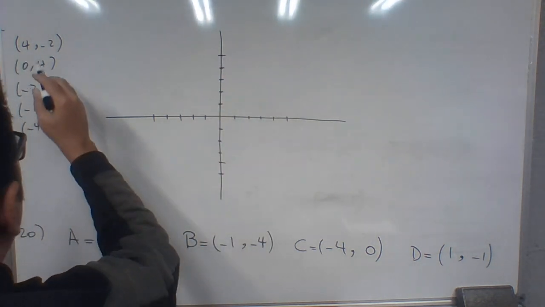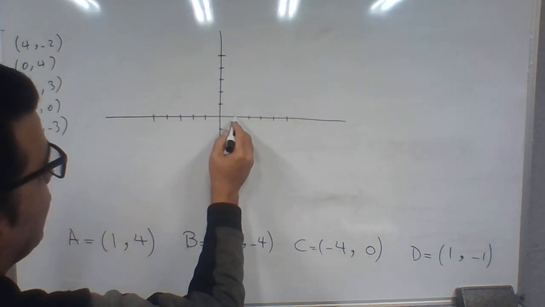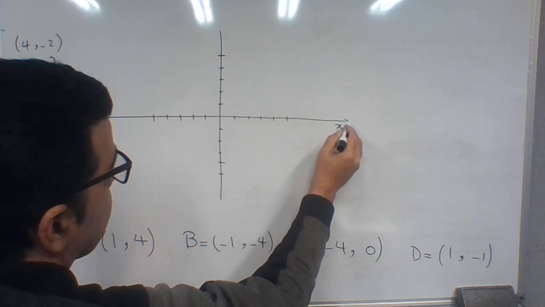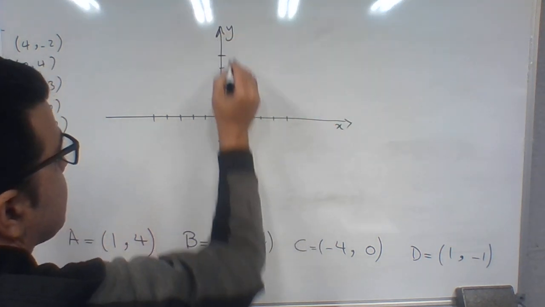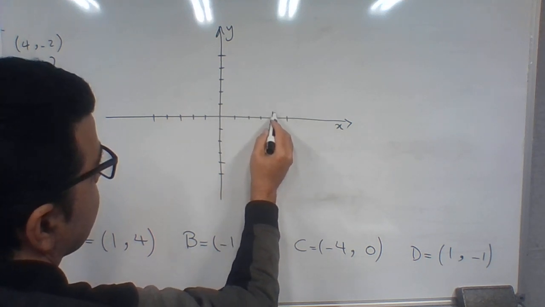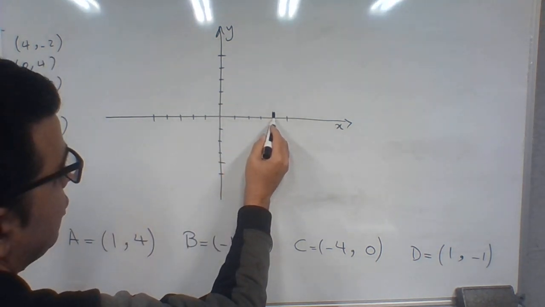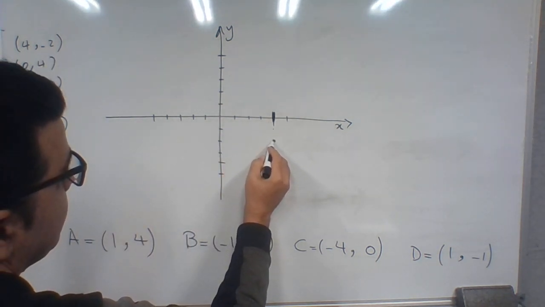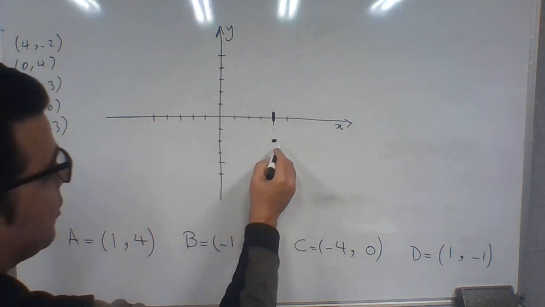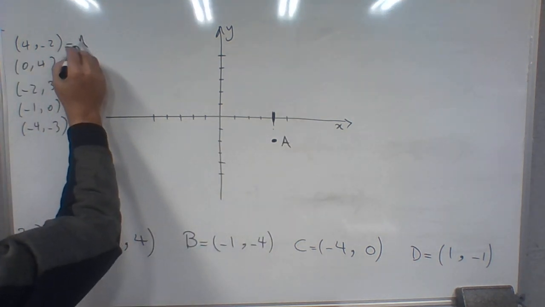Okay, first one, 4 and -2. So x direction is 4. 1, 2, 3, 4. You see that this is the x axis, and this is the y axis. So here. And then -2 units in y direction. So from here go 2 units down. So this is the first point, point number 1, or I call it A.